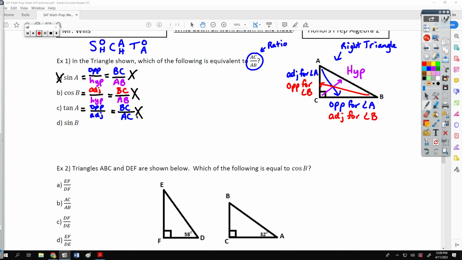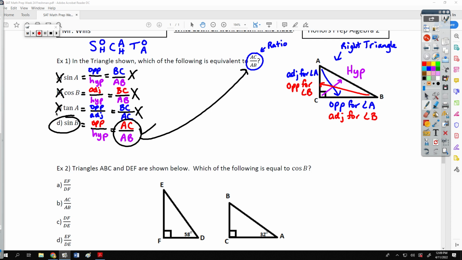Whereas the sine of B is opposite over hypotenuse using the red labels. So the red opposite over the hypotenuse, which would be AC over the hypotenuse, which is AB. That is the correct one because that is the one that's equal to AC over AB. So the answer would be D.